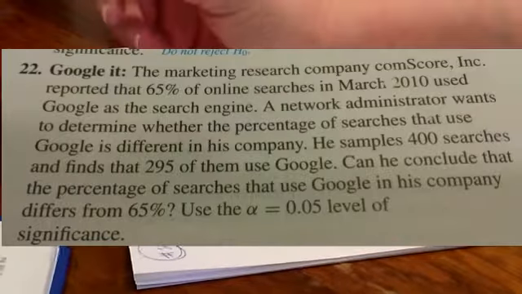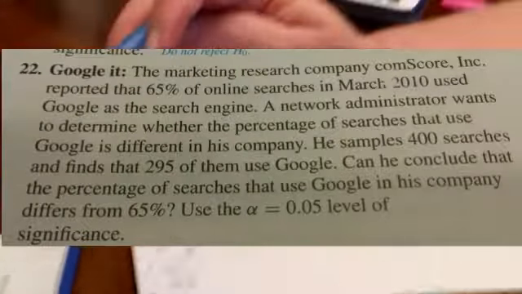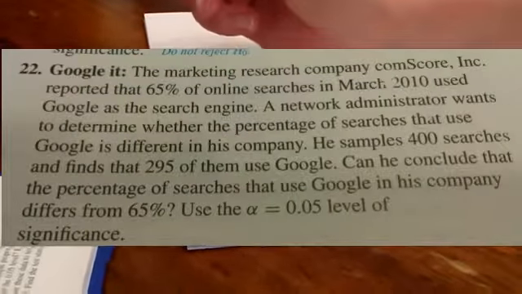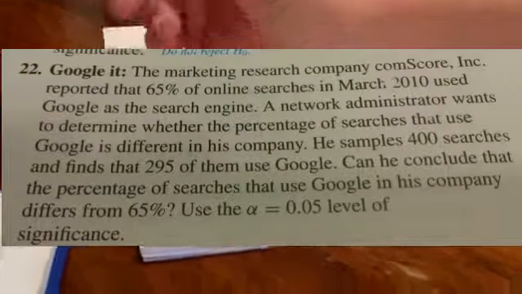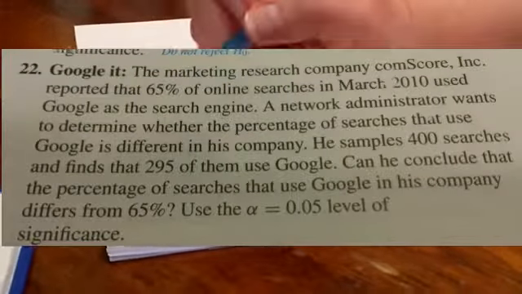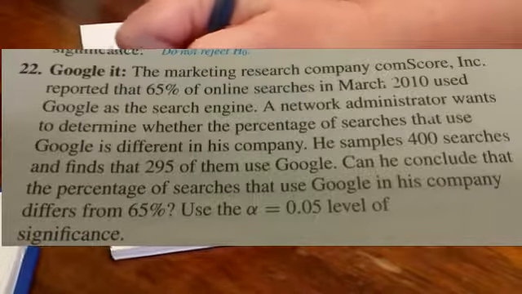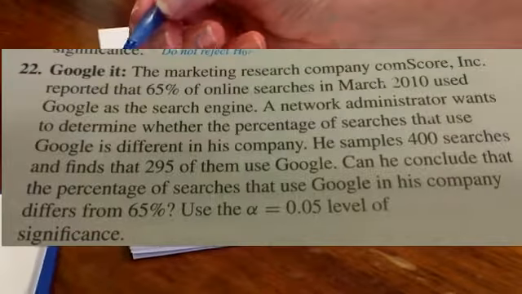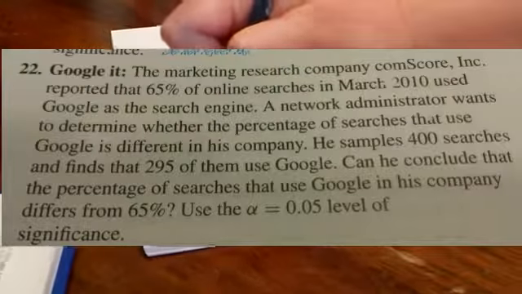A marketing research company reported 95% of online searches use Google. A network administrator wants to see if that's true in his company, so he samples 400 searches. So N is 400. And he finds 295 of them use Google, so that's the number of successes, 295.